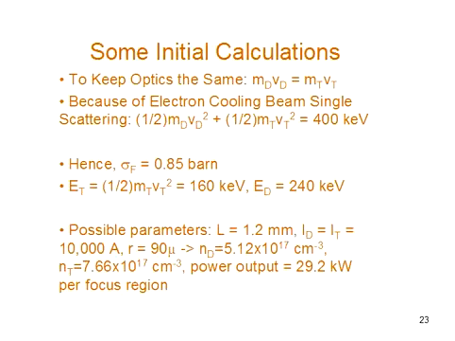At that energy, the fusion cross-section is 0.85 barn. The energy of the tritium beam is 160 keV, and the energy of the deuterium beam is 240 keV. Possible parameters that have been evaluated in detail include an interaction length of 1.2 millimeters, deuterium and tritium currents of 10,000 amperes, and a radius of 90 microns. Those parameters lead to number densities of 5 times 10 to the 17th per cubic centimeter for the deuterium beam and 7.7 times 10 to the 17th per cubic centimeter for the tritium beam, which in turn leads to an output power of about 30 kilowatts per focus region.